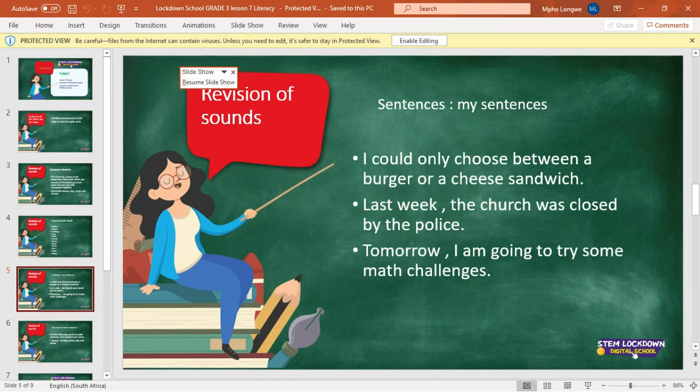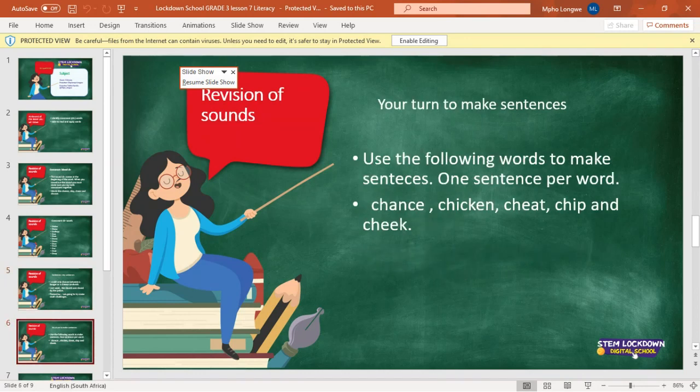Here are the sentences that I did. Now, let me give you the words for sentences that you must do. I'll give you 3 minutes to do them. Take your time. Let's say 3 minutes to do a sentence per word. So it's one sentence per word. You get to do chance, chicken, cheat, chip, and cheek.